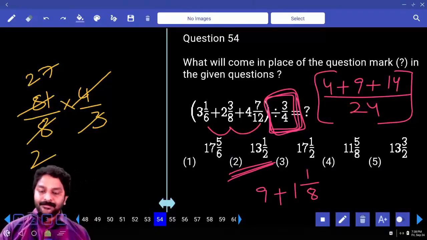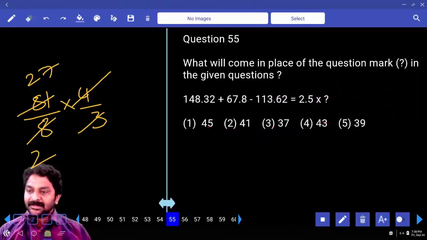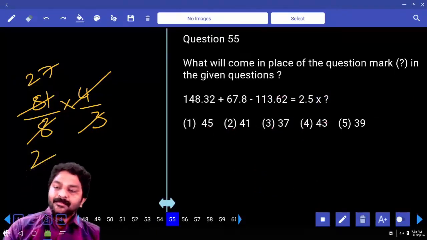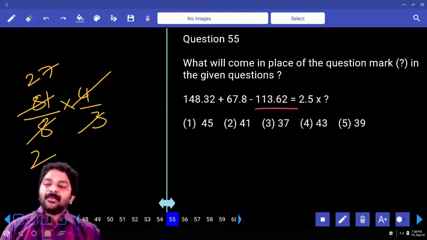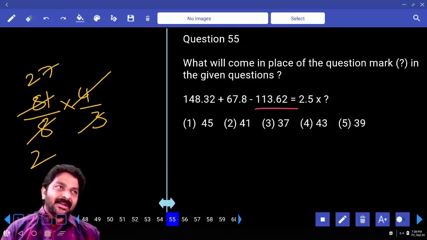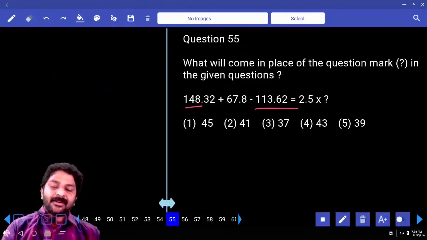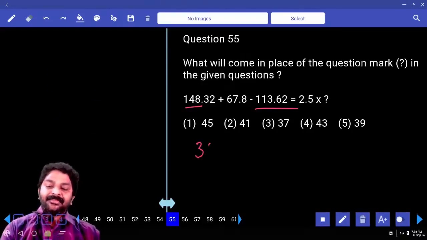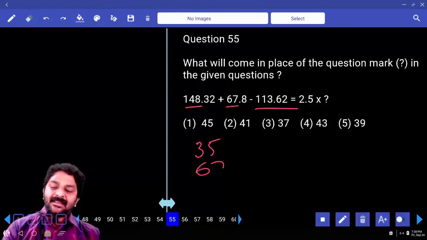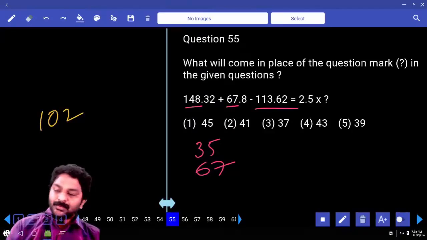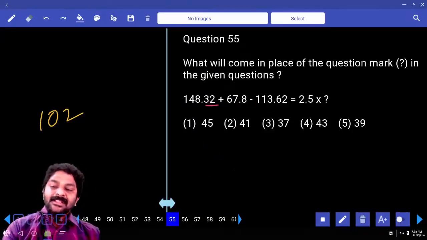Are you done? Next. Okay. Negative number 113. Forget about number after decimal. We'll consider that later. When you subtract 113 from 148, you'll have 35 only. Yes. 35 plus 67. 102. Come on. 102. Next. Number after decimal.